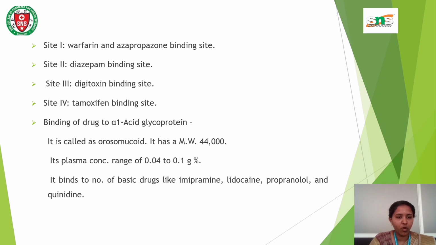Site 1 is the warfarin and azapropazone binding site. Site 2 is the diazepam binding site. Site 3 is the digoxin binding site. Site 4 is the tamoxifen binding site. Binding of drug to alpha-1 acid glycoprotein, also called orosomucoid. It has a molecular weight of 44,000. Its plasma concentration ranges from 0.04 to 0.1 gram percent. It binds a number of basic drugs like imipramine, lidocaine, propranolol and quinidine.